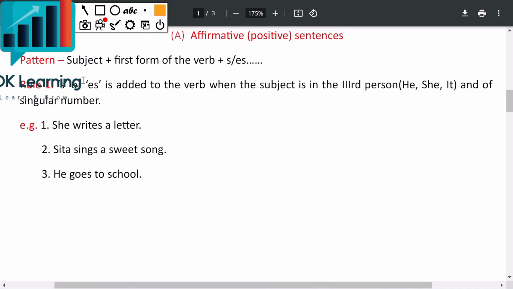Rule number 1: s or es is added to the verb when the subject is in the third person and of singular number. Third person and singular number, s or es is added to the verb. For example, she writes a letter. Sita sings a sweet song. He goes to school. He, she, or any name. It should be singular and third person. Then s or es is added to the first form of the verb.